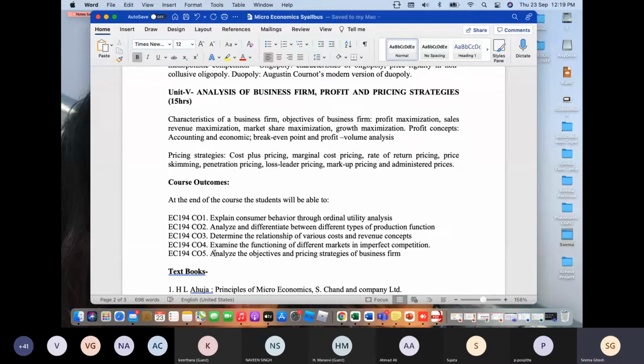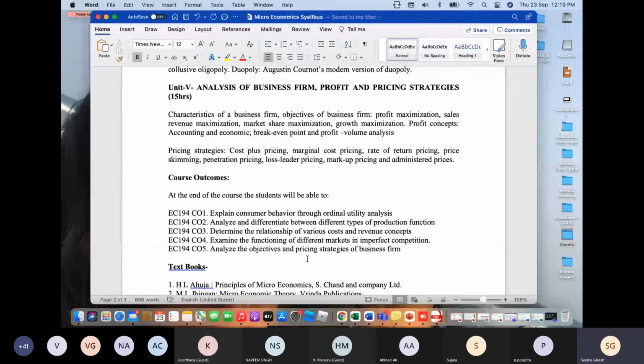So here the outcome says analyze the objectives and pricing strategies of the business firms, which means that if suppose we have been given an example of a business firm, and suppose they are selling a certain product and we say this is the price. So as a student of economics, after doing this unit, you should be able to analyze that this particular manufacturer is following what type of pricing strategies. So this we will be taking in detail when we start with unit number 5.